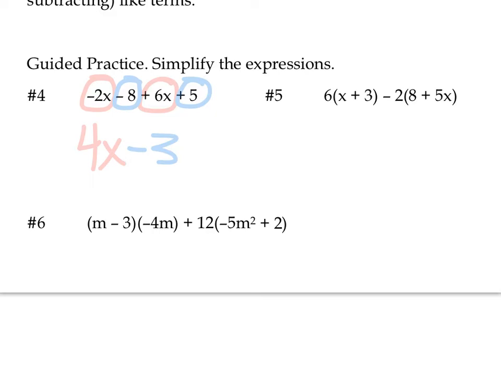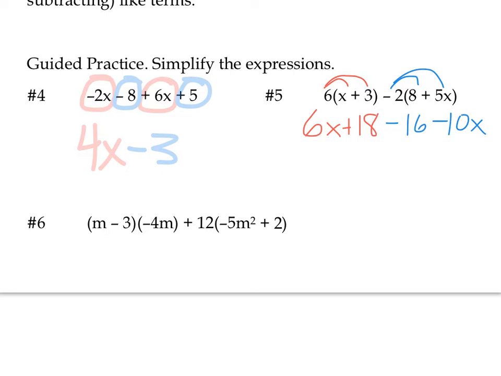In example number 5 there, we need to distribute the 6 into the parentheses. Distributive property means we're multiplying that 6 into the parentheses. And then when we're multiplying this negative 2 into the parentheses, you have to remember we're multiplying a negative 2 times 8, which is negative 16, and negative 2 times 5, which is negative 10x. Okay, don't forget distributing the negative with that 2. So it's not a positive 10x, it's a negative 10x.